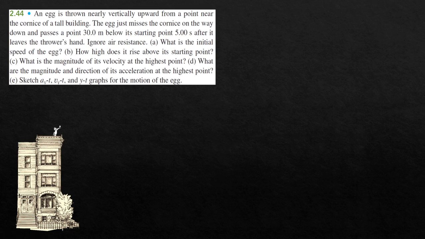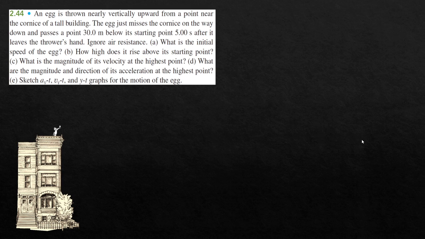We need to find A, the initial speed of the egg. B, the maximum height that the egg would reach with respect to its starting point. C, what would be the magnitude of the velocity at the highest point. D, what would be the magnitude and direction of the acceleration at the highest point. And E, we need to provide the graph motion for the egg.